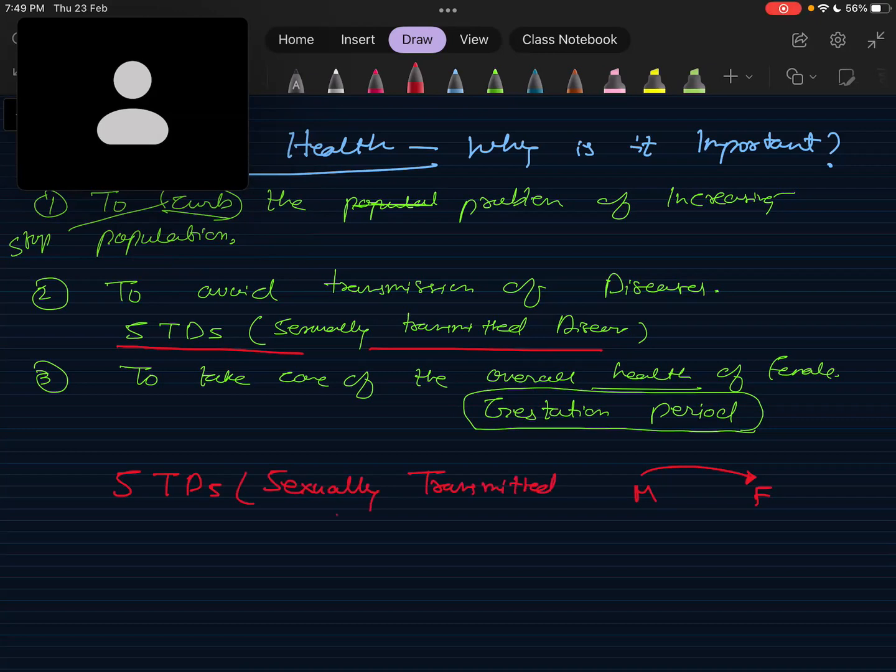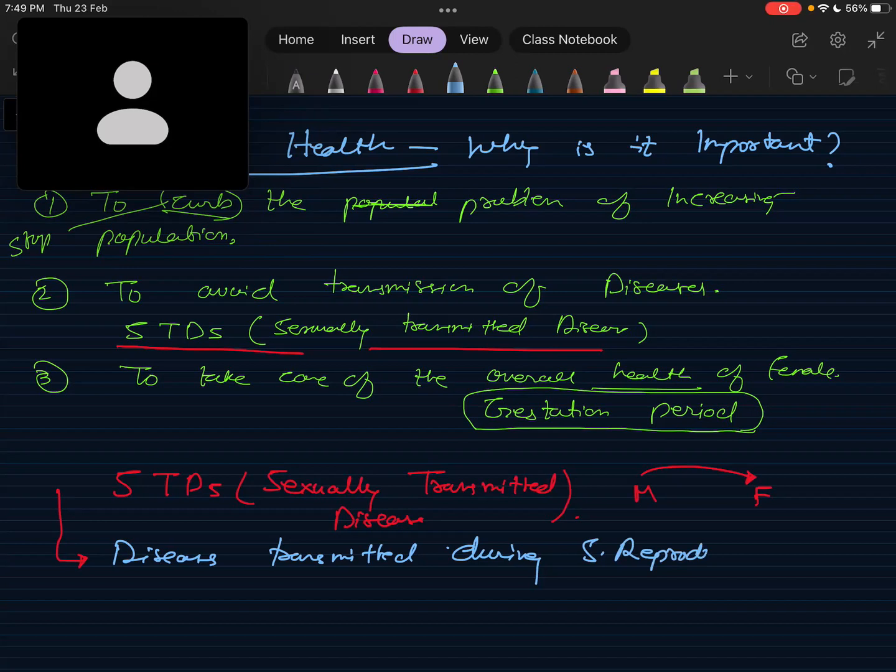Okay. Sexually transmitted disease. So what are these diseases? These are the diseases that get transferred during sexual reproduction, and these are caused by microbes and different viruses. So what are they? Diseases transmitted during sexual reproduction and caused by microbes and viruses. Okay. Got it?